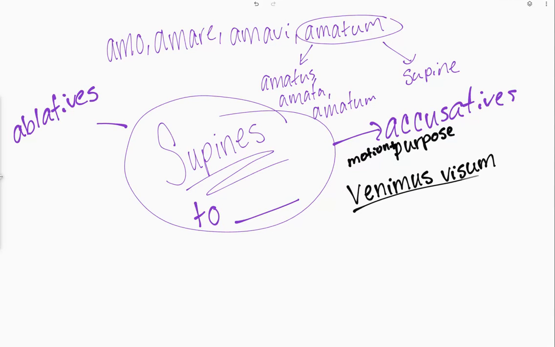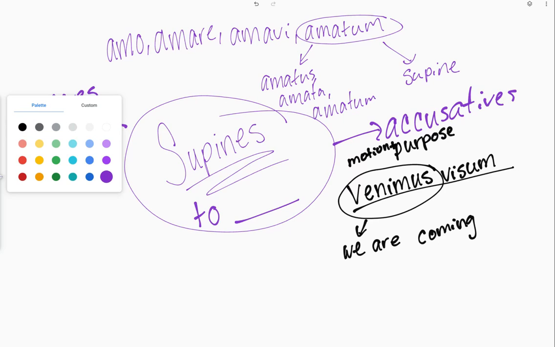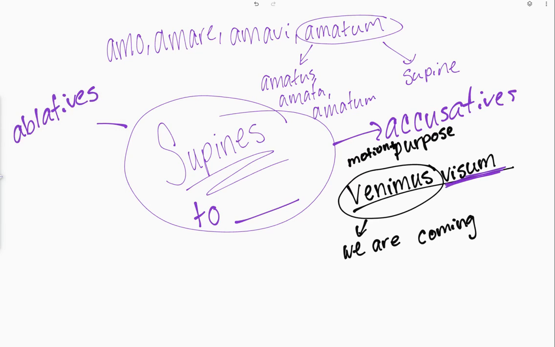Venimus visum. We have our verb right here, venimus, meaning we are coming. And then what we have right here is your accusative supine. As I said before, it is translated with a "to." So we are coming to see. Now, when we take a look at this sentence, this is showing purpose. You could technically translate it, we are coming for the purpose of seeing. That is the idea. So although this translates like an infinitive, it's important to note that accusative supines show purpose.